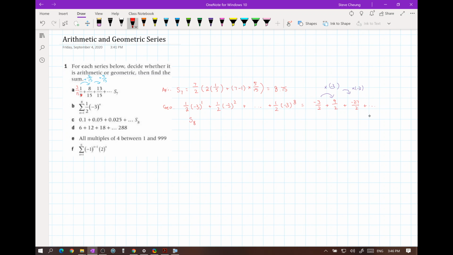So for our sum, I can write as 8. There are 8 terms because it goes from 1 to 8. So our sum formula is the first term, which is minus 3 over 2, bracket r to the power of n. So this is r to the power of n minus 1 over r minus 1.